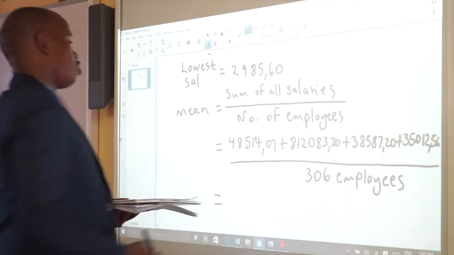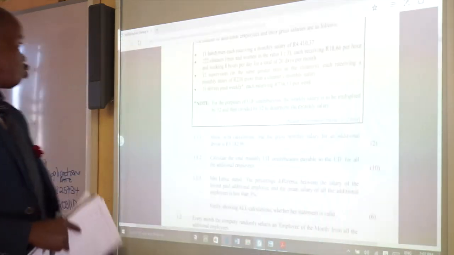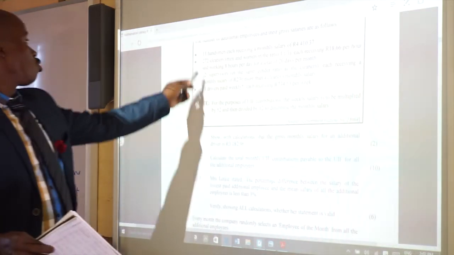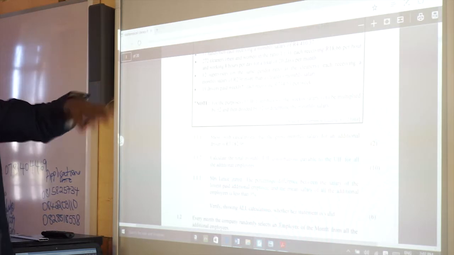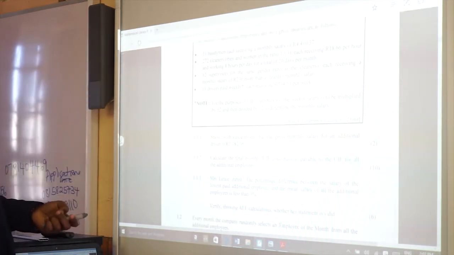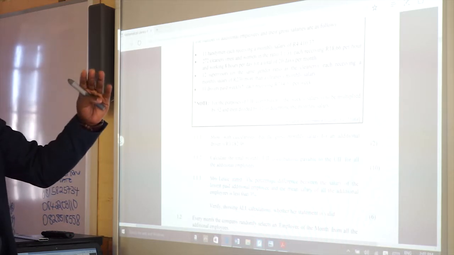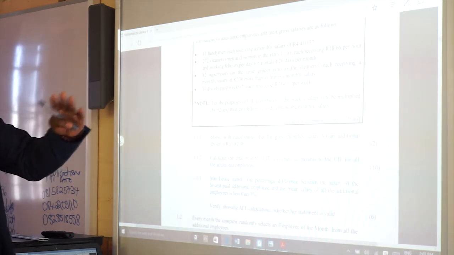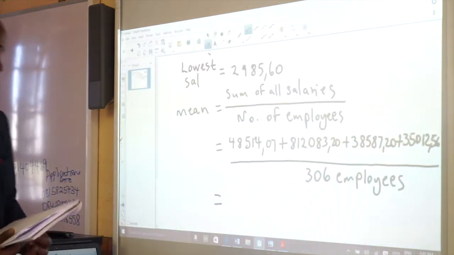Right? We can't say we've got 4 employees when cleaners alone are 272. So we can't say in this company we've got 4 employees when cleaners alone are 272. 4 is categories of cleaners. We categorize them into 4 categories: handymen, cleaners, supervisors, and drivers. But the number of employees is 306.